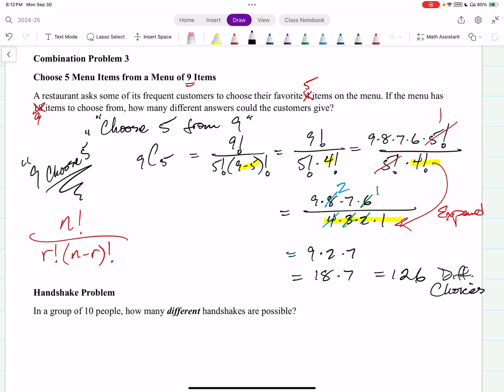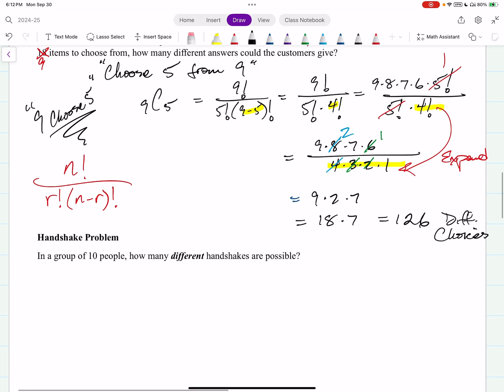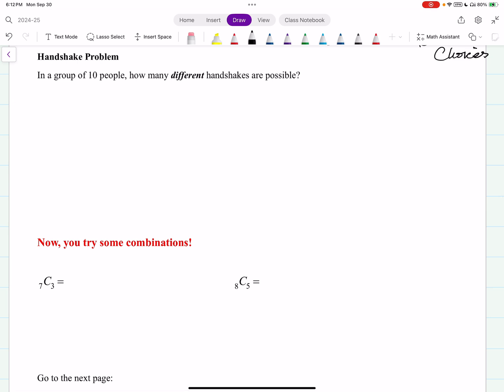All right, let's just do one more here, and then when I get back in class, we'll do some more work and we'll apply it in the workbook. All right, then let's go through and let's talk about the famous handshake problem. In a group of 10 people, how many different handshakes are possible?